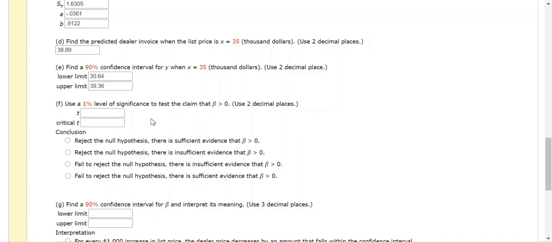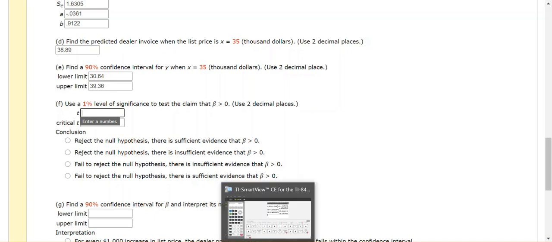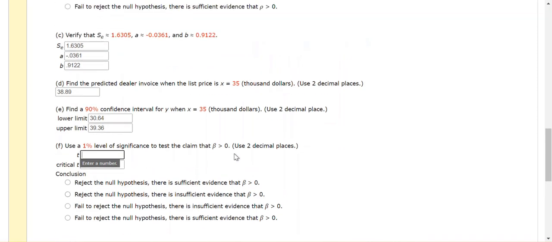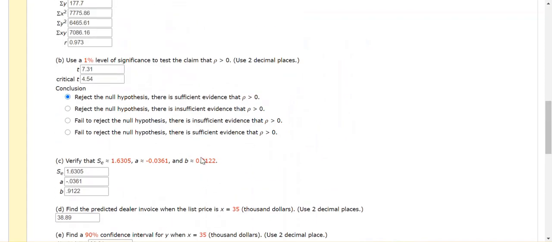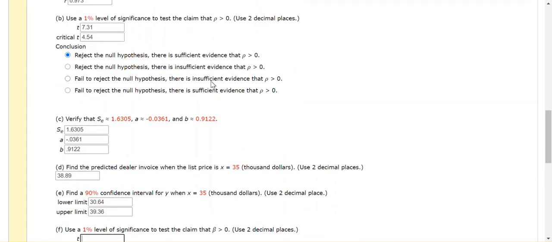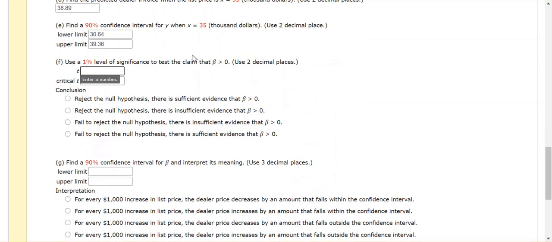So the first thing I do is find this t statistic. Now we've already done this, but I'm going to re-show you how to do that again, because doing it for the beta and doing it for this funny looking p is exactly the same. So these two numbers are going to be exactly the same. So how do I do that again?